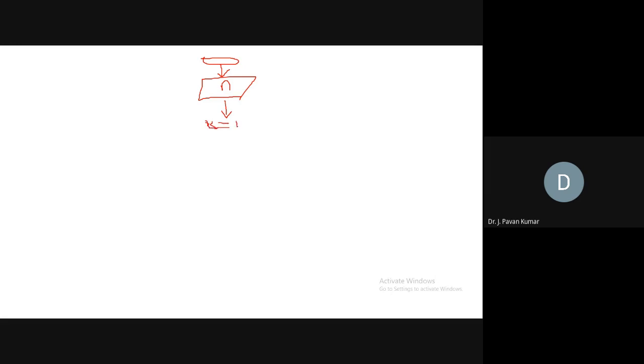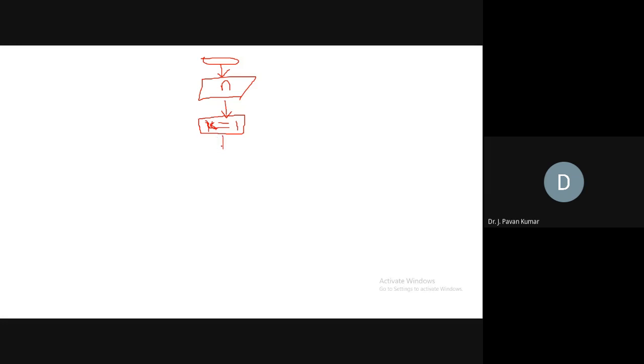What kind of symbol do we have to use for initialization? Rectangle. Some processing, some computation means we have to use a rectangle. Here computation is assignment. You may think that we are not calculating anything. Computation in the sense of some processing. Here we are assigning 1 to k, that is also processing. That's why we have to use a rectangle.